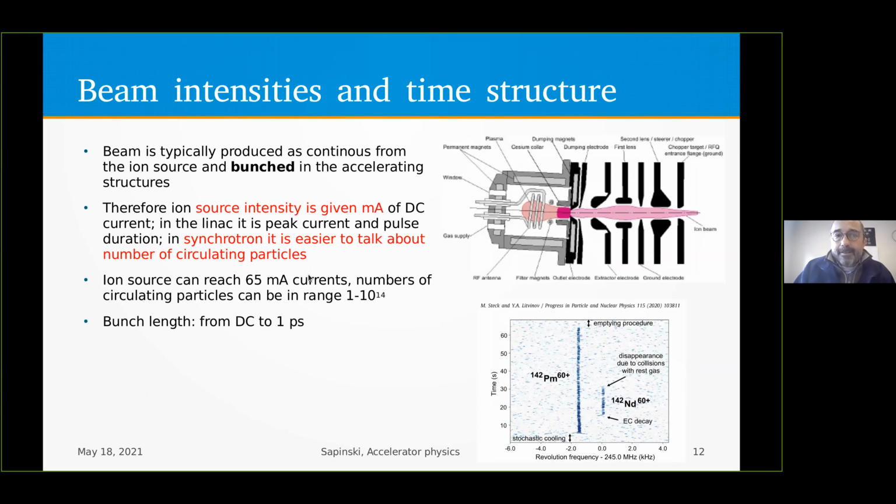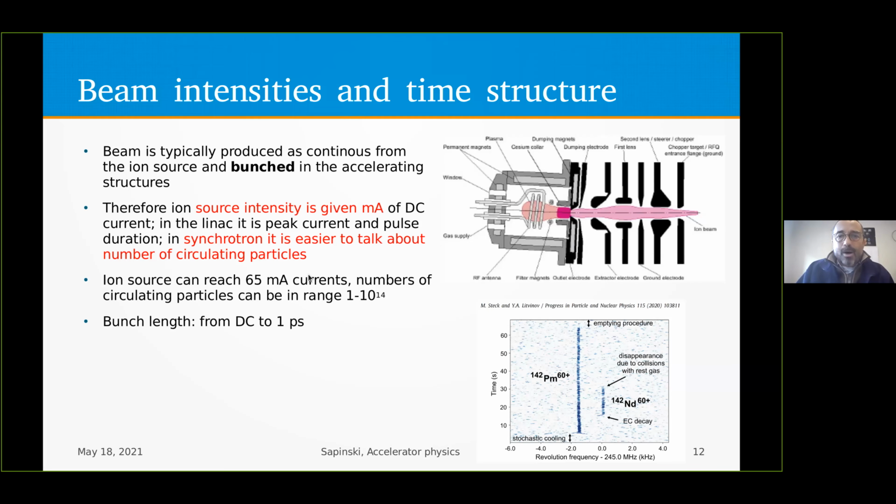Now, the beam intensities. Beams are produced by ion sources, and the ion sources we are using usually produce continuous beams. As we will see later, the beam is bunched in the accelerating structure afterwards. The ion source intensity is usually given in milliamps or microamps, and typically we have intensities of several hundreds of milliamps. These are the intensities we are using in hadron machines.